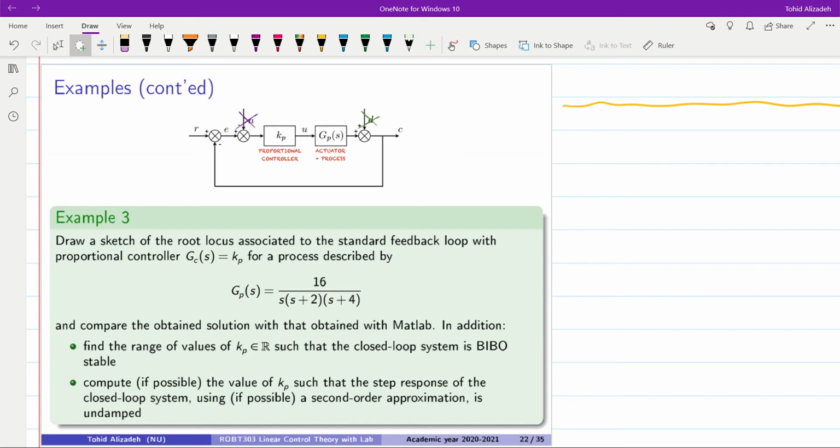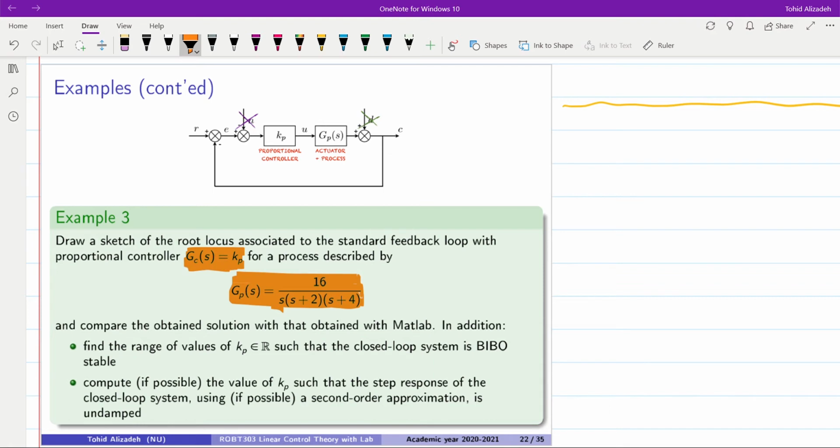Hello everyone. In this video lecture we are going through an example of drawing a Root-Locus plot for a given system. As you can see over here, GP of S, the transfer function of the system, is given as 16 over S times S plus 2 times S plus 4. So you can see that there are 3 poles and there is no 0 for this system. And GC of S is given as KP, or a proportional controller.